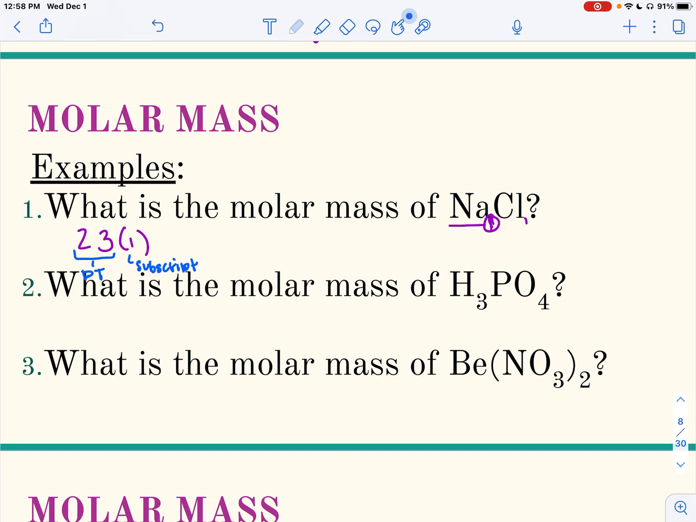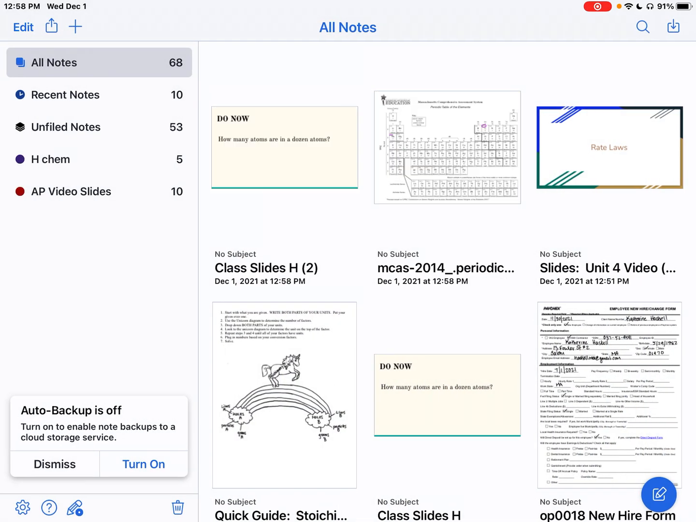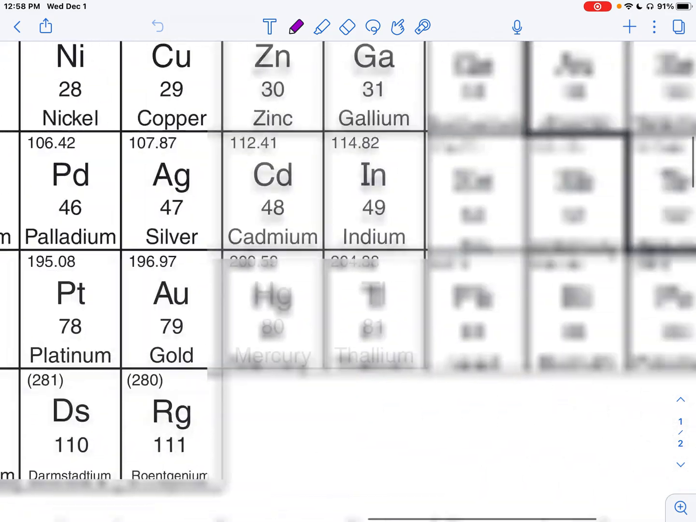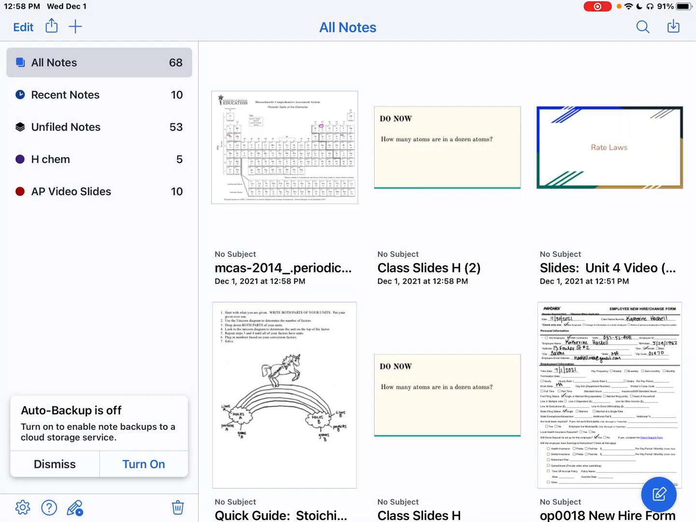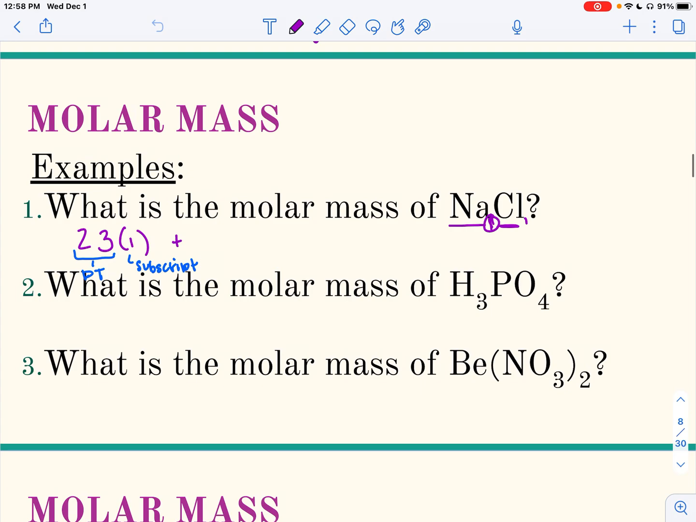And then you're going to add that to Cl. So we look up Cl on our periodic table. Cl is 35.45. I'm just going to say 35. And our subscript, again, is 1. So then you do that math out, and you get 58 grams per mole.